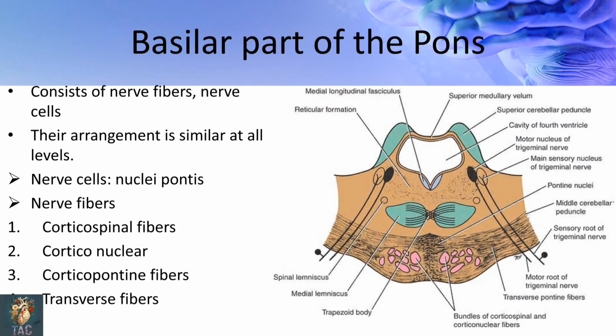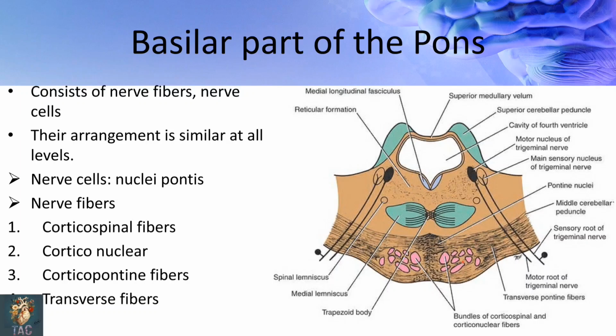Now we will discuss the internal structure of the pons, which can be divided into two parts, the ventral part and the dorsal part. Here is a structure called the trapezoid body. These are transversely placed fibers. The part of the pons just anterior to the trapezoid body is called the ventral or basilar part of the pons. Throughout the pons, this part has almost the same features, so we will discuss the basilar part at all levels of the pons.